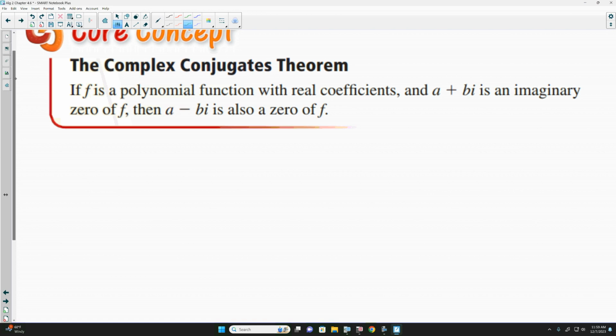The last theorem that we have is this one here, the complex conjugate theorem. The complex conjugate theorem states if a plus bi is an imaginary zero, a solution, then a minus bi is too. So if we get 2 plus i as a solution, its complex conjugate 2 minus i has to be a solution as well. If we have one, we have to have the other.